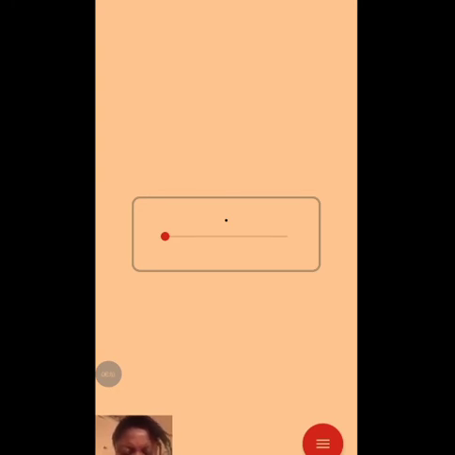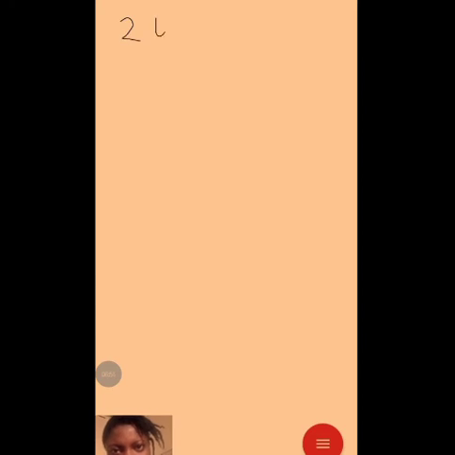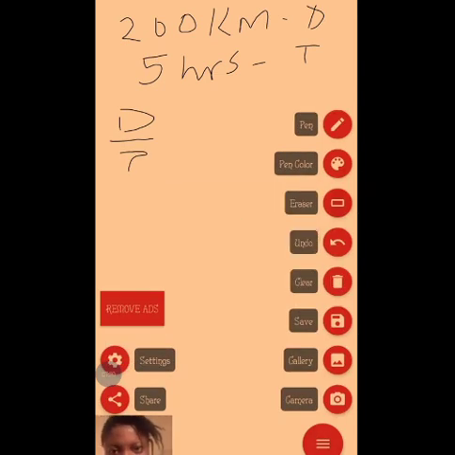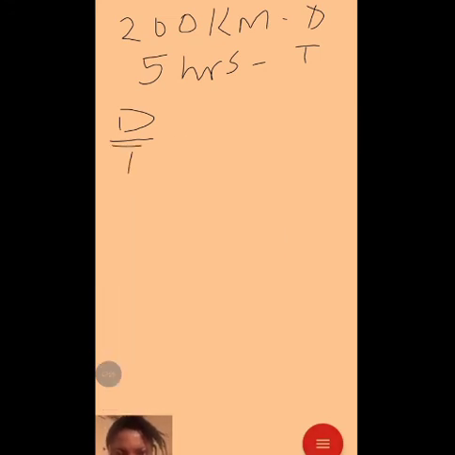The first one, a car travels 200 kilometers. So we have 200 kilometers in 5 hours. Now this 200 kilometers is the distance and this is the what? Time. Now when we have these two, what is that telling us? That we don't have speed. So what is the formula for speed again? Distance over time. Which is equal to what? What is the distance here? 200 over 5.